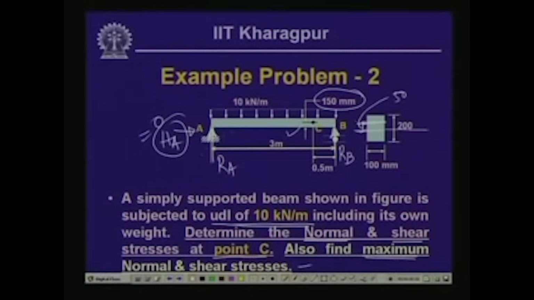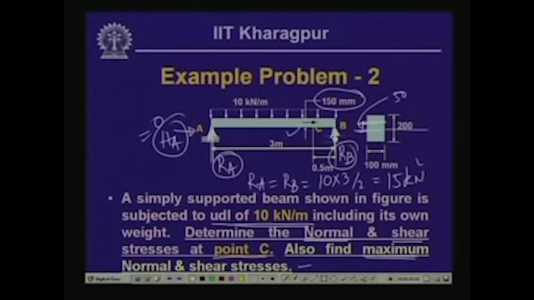Now, this particular member is symmetrically loaded with symmetrical supports. As we have seen earlier, when you have uniformly distributed load, the reactive values will be equal. Ra equals Rb, and that equals the uniformly distributed load 10 multiplied by the length of the beam, divided by 2. So, this equals 15 kilonewton. So, the reactive values will be equal to 15 kilonewton.